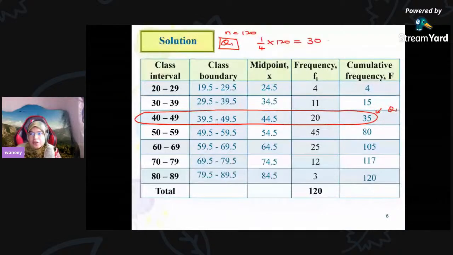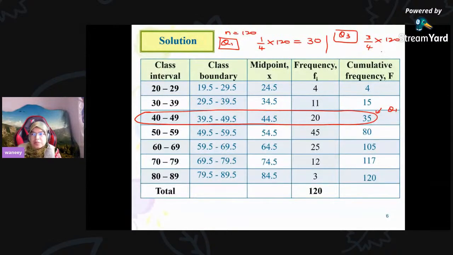For your third quartile, Q3, it's supposed to be 3 over 4 multiply with 120. So 30 times 3, I'm supposed to find out where is 90. So 90 is over here. Okay, so this is basically the calculation for my third quartile. So do make sure to highlight.